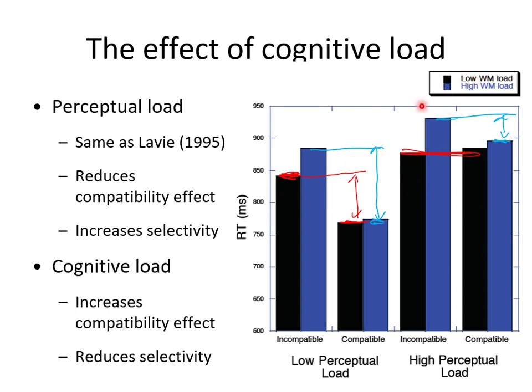Okay. So first, we'll look at the left panel for the low perceptual load. Now, we want to compare the high and low working memory load, right? So for the low working memory load condition, the compatibility effect is this large. And for the high working memory load condition, the compatibility effect is this large. Therefore, in high or low working memory load condition, is the compatibility effect larger? High, right? High. Okay.